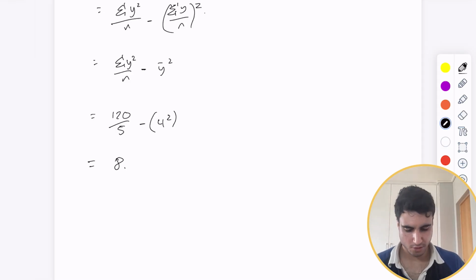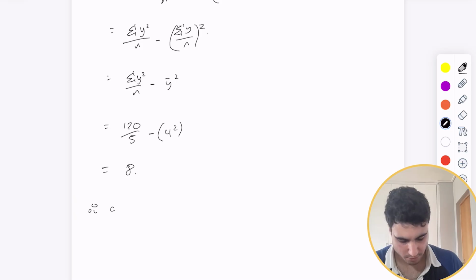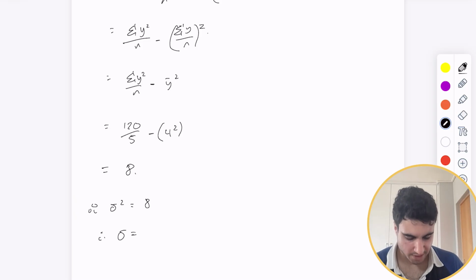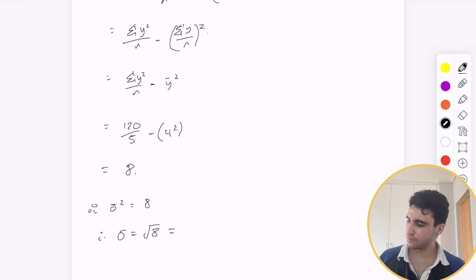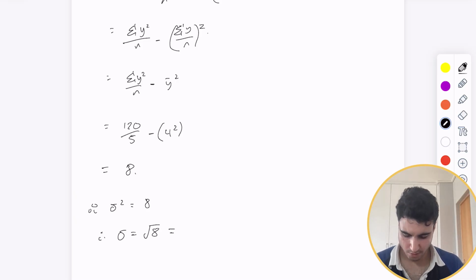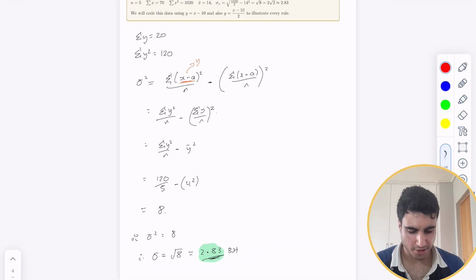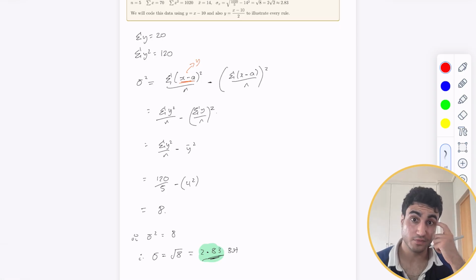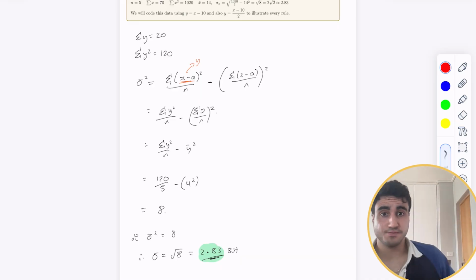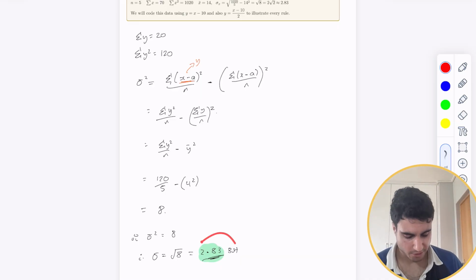Okay. So, therefore, the variance is going to equal 8, which means standard deviation is going to equal root 8, which is going to equal 2.83. We've got 3 significant figures. Okay. So what this represents, guys, is just an understanding of how to quickly find the standard deviation using coded totals. Okay, so as you can see here, we've got 2.83.